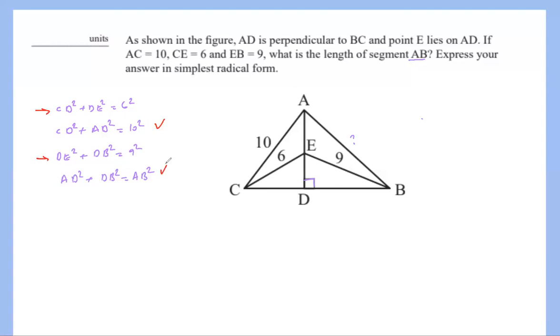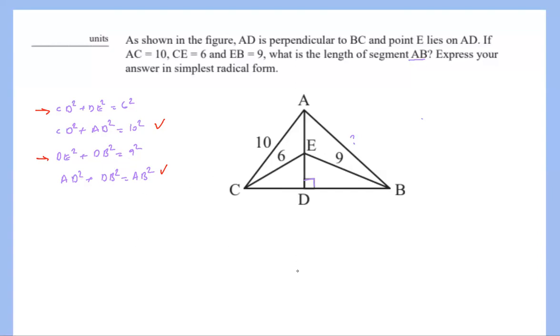If I look at these two equations, I have CD, which was the same as this one. I have AD, which is the same as this one. And then I have DE, which is right there. And then I have DB, that's the same as right here. Meaning that if I add this equation and this equation, and add this equation and this equation, I will get the same sum. So let me show you that.